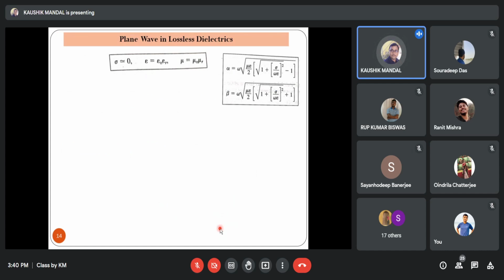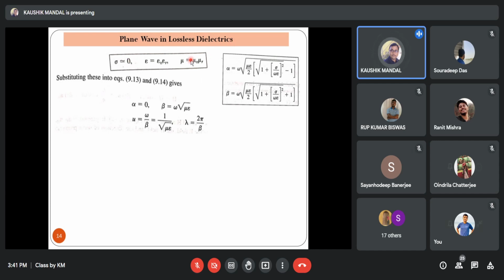Now that we have derived the wave equations and the equations of electric field and magnetic field for a lossy dielectric, we are moving to the equation of a plane wave in a lossless dielectric or in free space. We have already defined the medium for a lossless dielectric. Sigma equals 0, epsilon equals epsilon naught into epsilon r, and mu equals mu naught into mu r. And these are the general equations of alpha and beta that we have already derived. So first we will find the value of alpha and beta for a lossless dielectric.